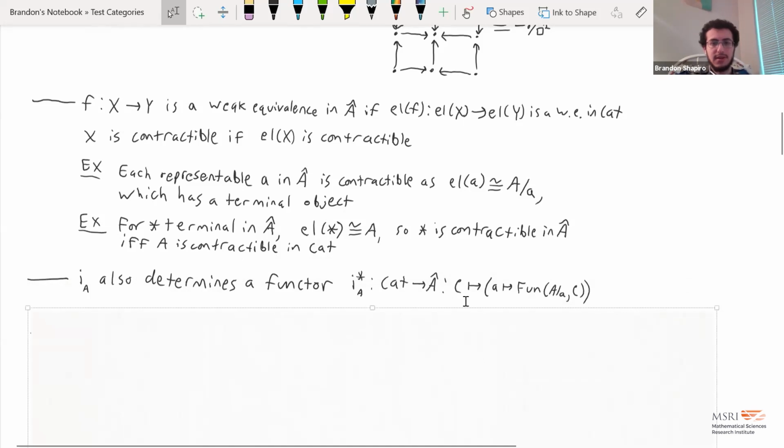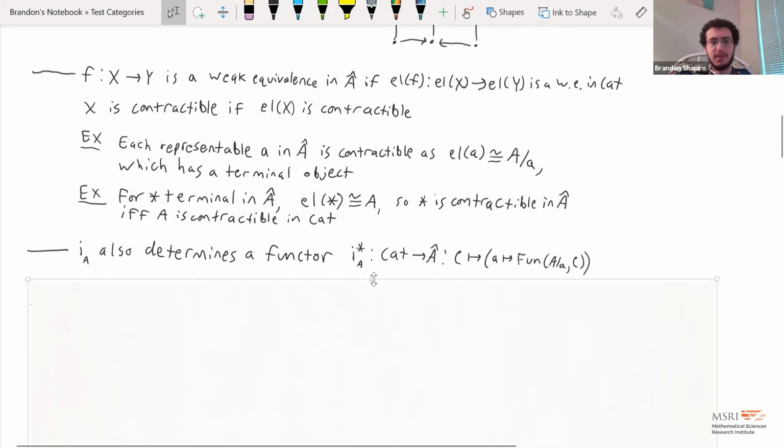Now, we also get a functor going the other way. So we can take a category C and send it to the pre-sheaf over A, given by, for each a, you take the set of functors from A over a to C. And so it's good to have maps going in both directions. And if I were doing this in terms of model categories, I would say we want to make those maps into equivalences. So this is how we compare the category of pre-sheaves over A and Cat.